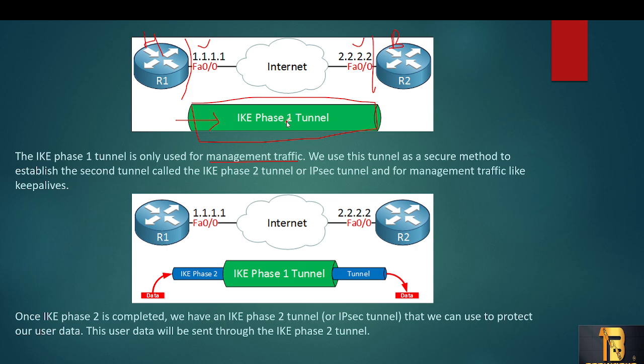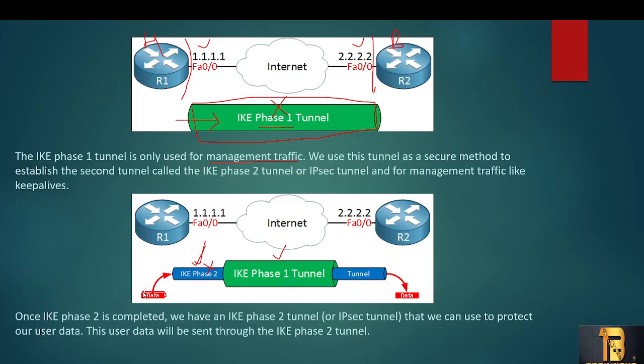Once the phase 1 tunnel is formed, only then will the phase 2 tunnel be formed. If the phase 1 tunnel does not form, the phase 2 tunnel will also not be formed. So phase 1 is mainly for IPsec to form and to carry our data. Once phase 1 and phase 2 tunnels are formed, our actual data will flow. This is our actual data.